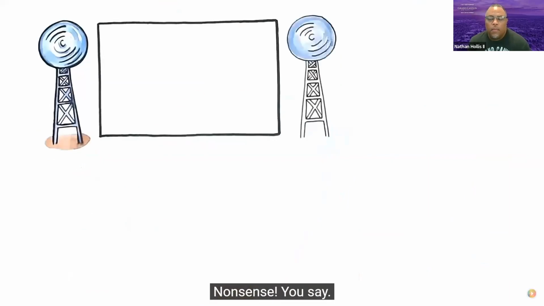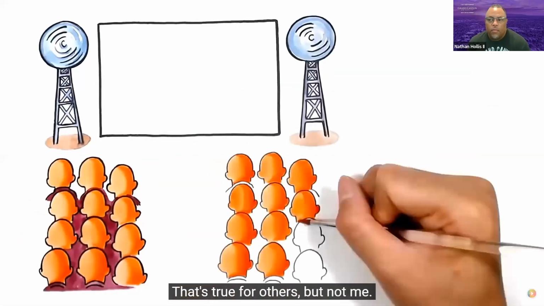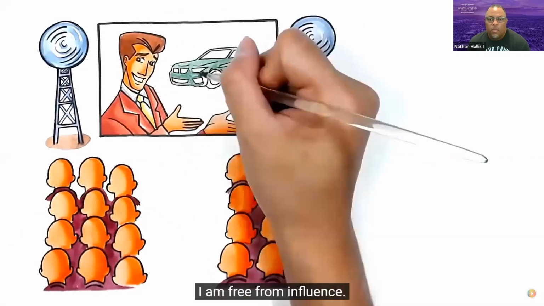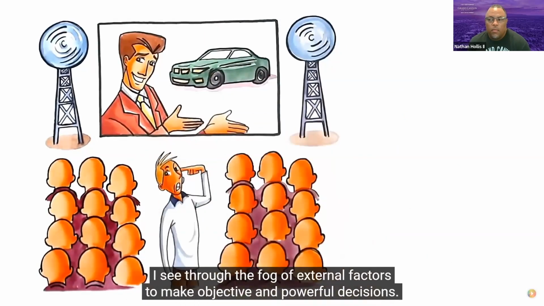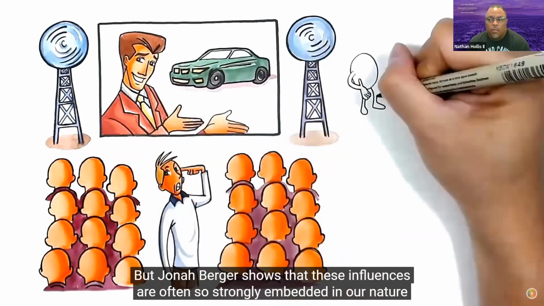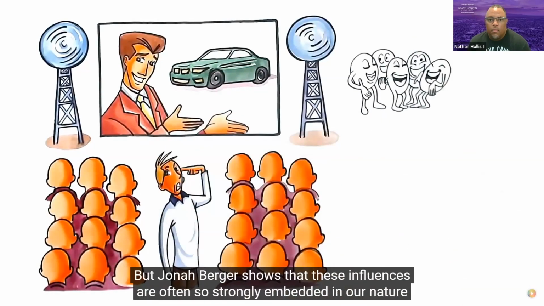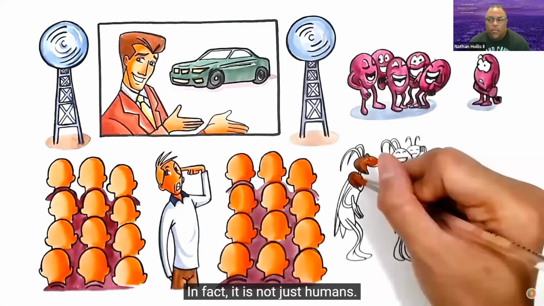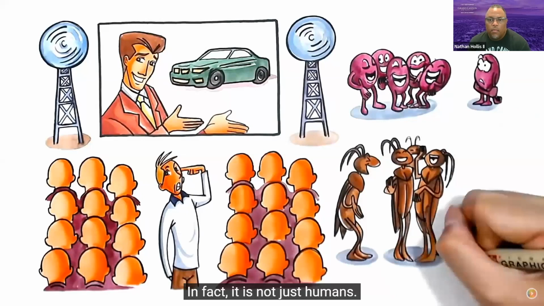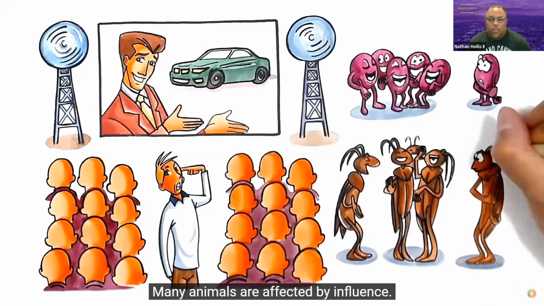Nonsense, you say. That's true for others, but not for me. I am free from influence. I see through the fog of external factors to make objective and powerful decisions. But Jonah Berger shows that these influences are often so strongly embedded in our nature, they're practically impossible to resist. In fact, it is not just humans. Many animals are affected by influence, even cockroaches.